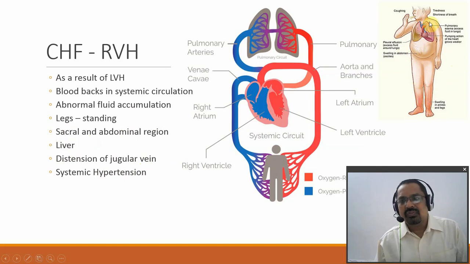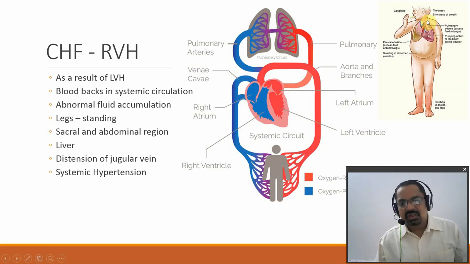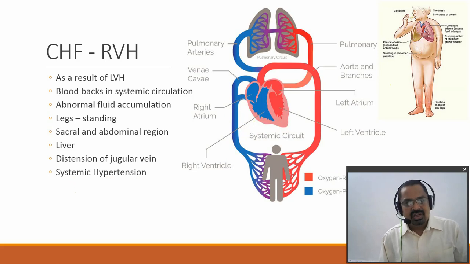Distension of the jugular vein. The jugular vein is near the neck over here. So there is a distension, thickening of the blood vessels. From outside also you can see these thick blood vessels. So there is a thick distension of this jugular vein, and this is the pushing of the blood towards the systemic circulation, which is leading to systemic hypertension. This is one of the major consequences of right ventricular hypertrophy.